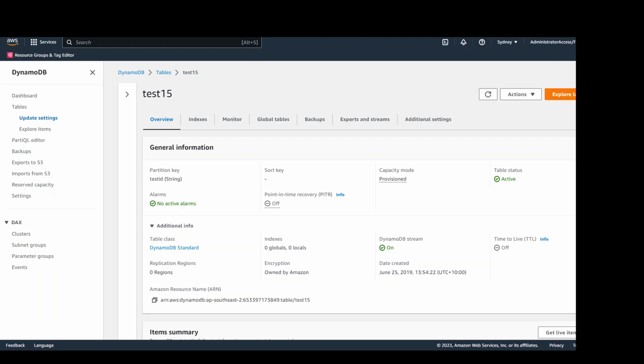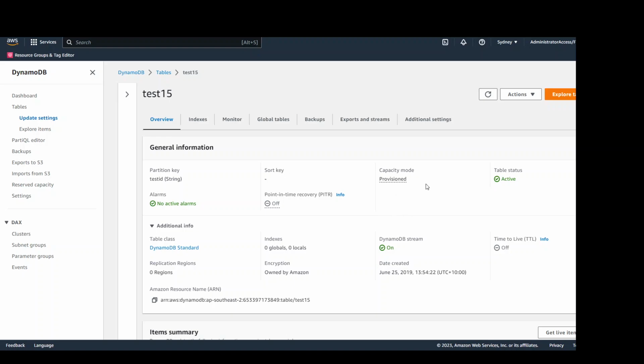On the screen, you can see that I have a table called test 15 and I am on the overview tab of this table. Here, the first thing you need to know is what is the capacity mode. On this screen, you can see that my capacity mode is provisioned, which means that whether I use it or not, I'm going to pay for it.